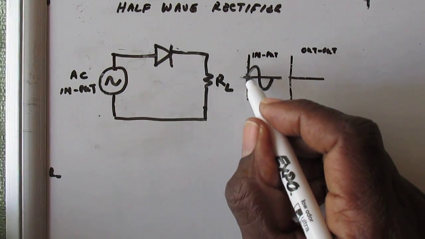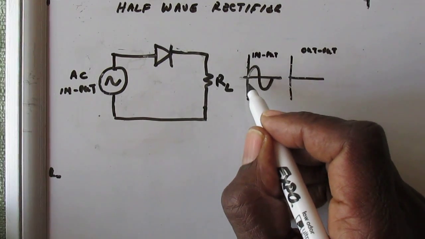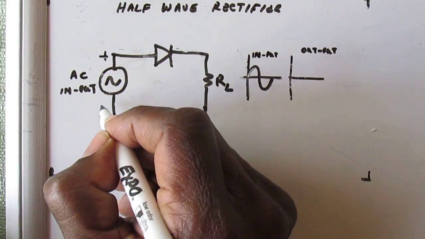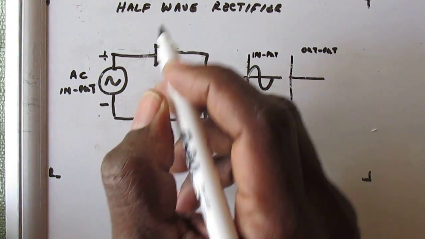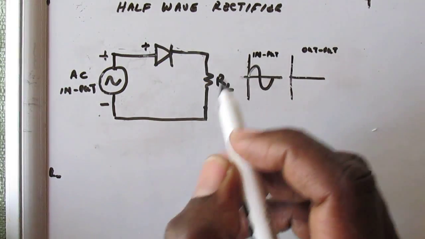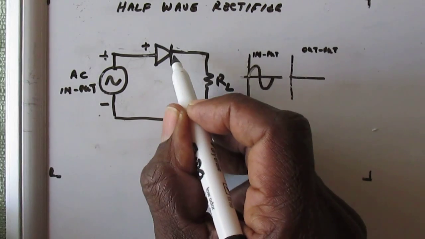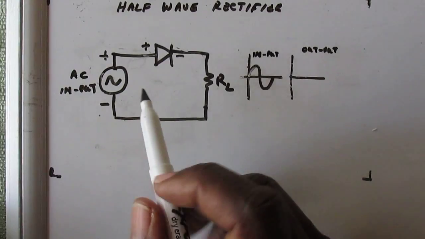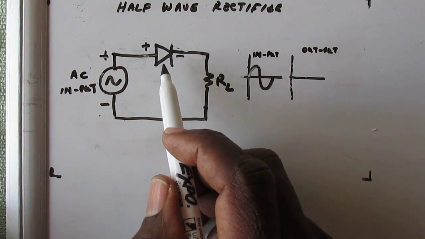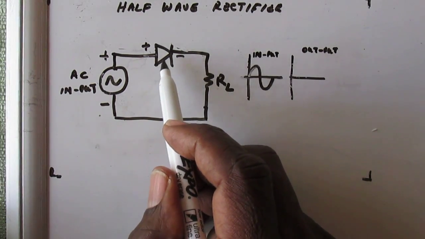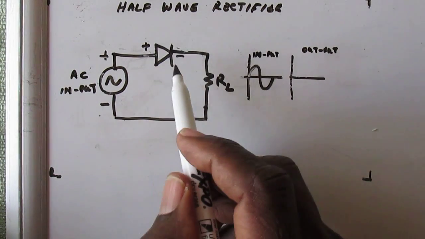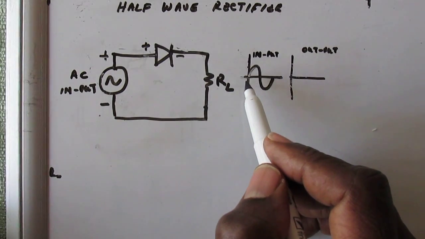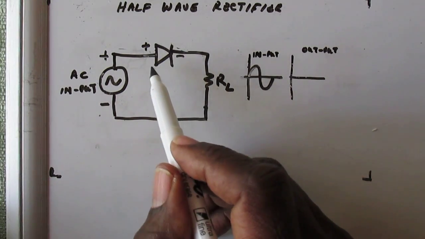Now, during the first half cycle of the input waveform, this side is positive and this side is negative with respect to that side. Therefore, this side of the diode will be positive, and since this side is negative, this side here of the diode would also be negative. Okay. Now, you remember that a diode is forward biased if the anode is positive and the cathode is negative. So under the influence of the first half cycle, this diode will be forward biased.